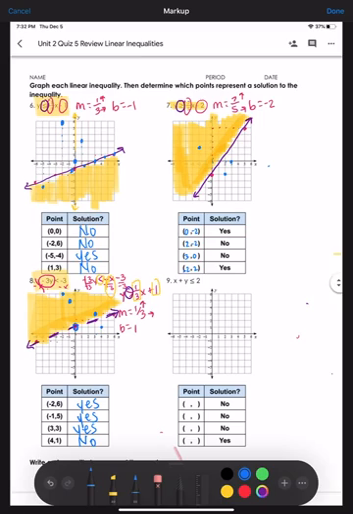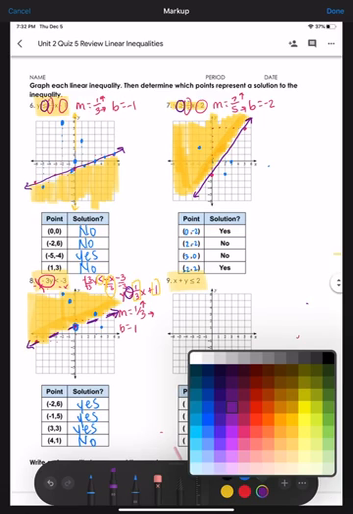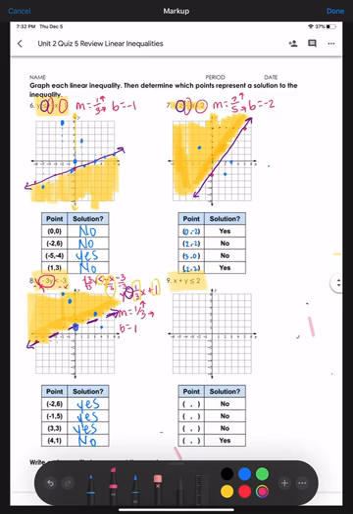Okay, last one here. We want to check, see if it's in slope-intercept. It is not, so I need to do that first. So I need to get the y by itself. So I'm going to move this x over by subtracting it. And so I get y is less than or equal to negative x plus 2.